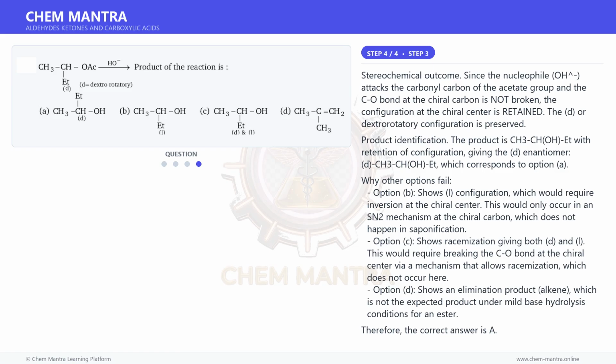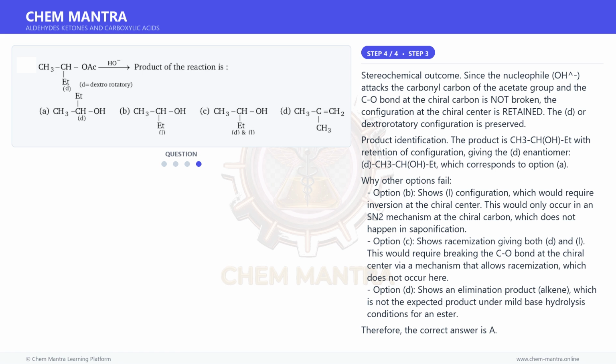Product identification. The product is CH3CH(OH)Et with retention of configuration, giving the D enantiomer, D-CH3CH(OH)Et, which corresponds to option A.